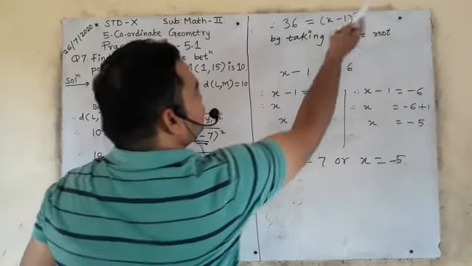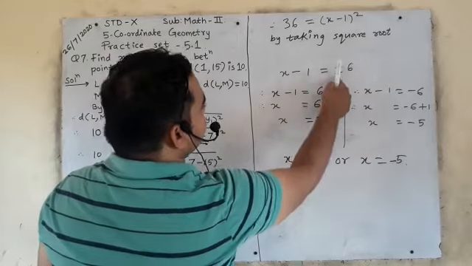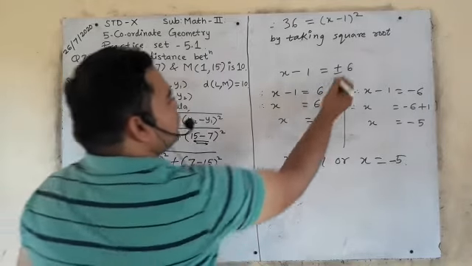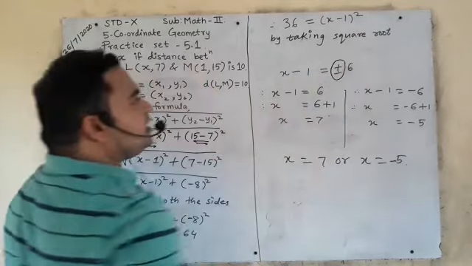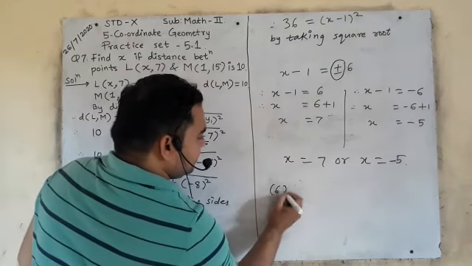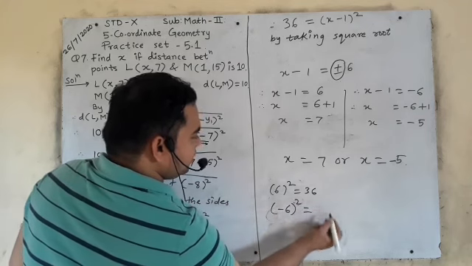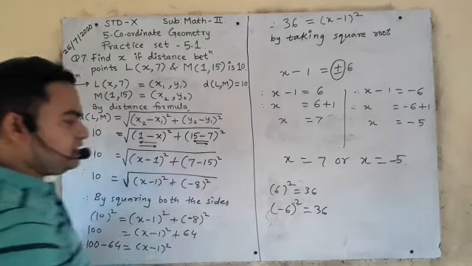Now if you take the square root, what will remain? x minus 1 is equals to plus minus 6. Why? You will ask me, sir, where did this plus minus 6 come from? Students, we know that 6 square is 36. And what is the square of minus 6? It is also 36. Is it clear?